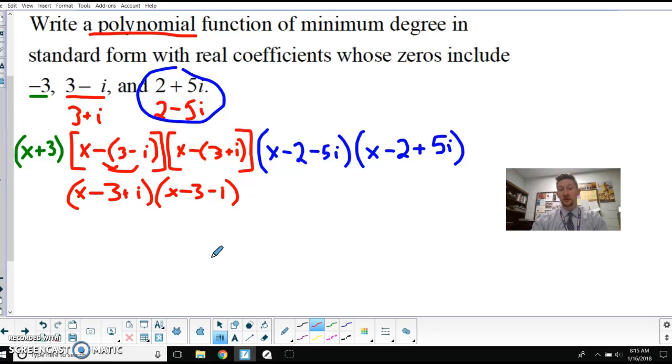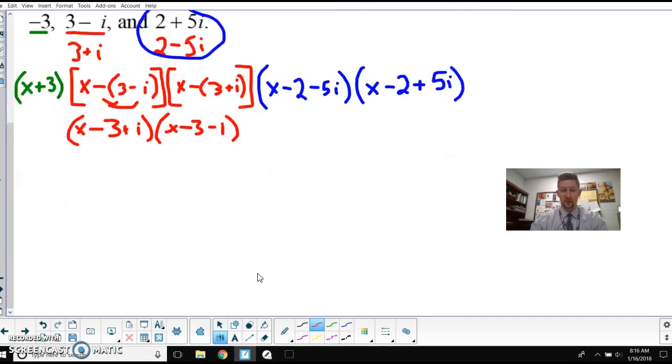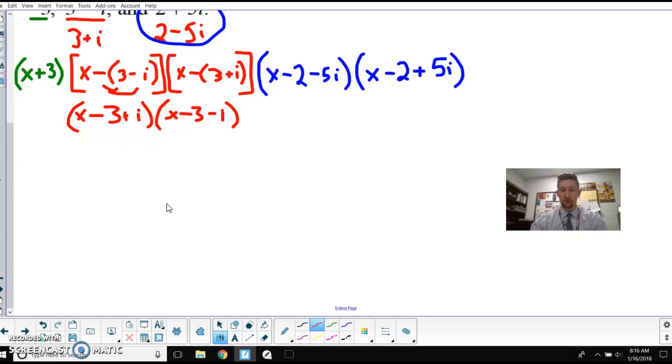Now I'm going to FOIL all these things together. The key to doing this is you're going to FOIL the factors that have the complex zeros first. So I'm going to FOIL the things in red first, then I'll FOIL the things in blue, then I'll deal with this x plus 3 a little bit later on. The idea is when I FOIL the two expressions in red or the two expressions in blue, the imaginary unit is going to go away, and I'm going to be left with just a polynomial that doesn't have any imaginary numbers within it. I'm going to show you how I would do that with the two in red first.